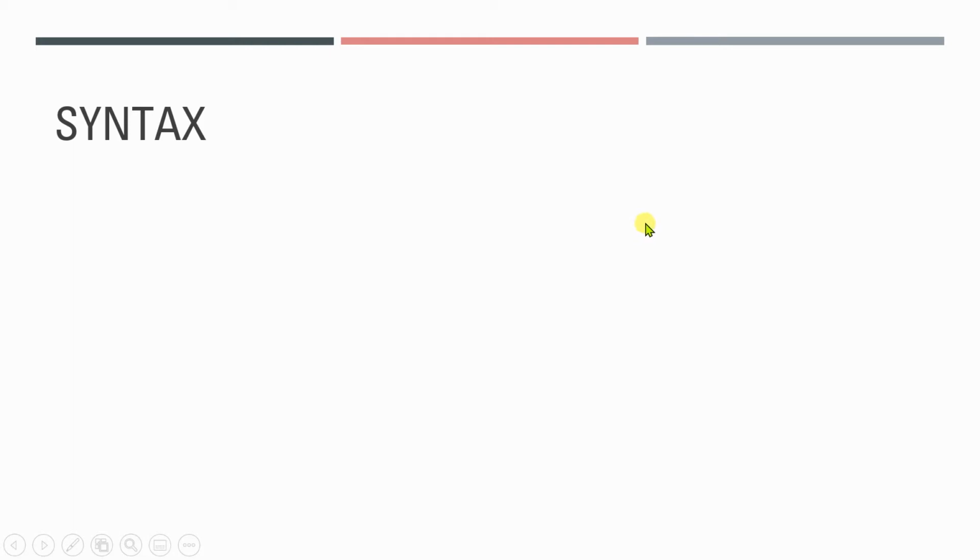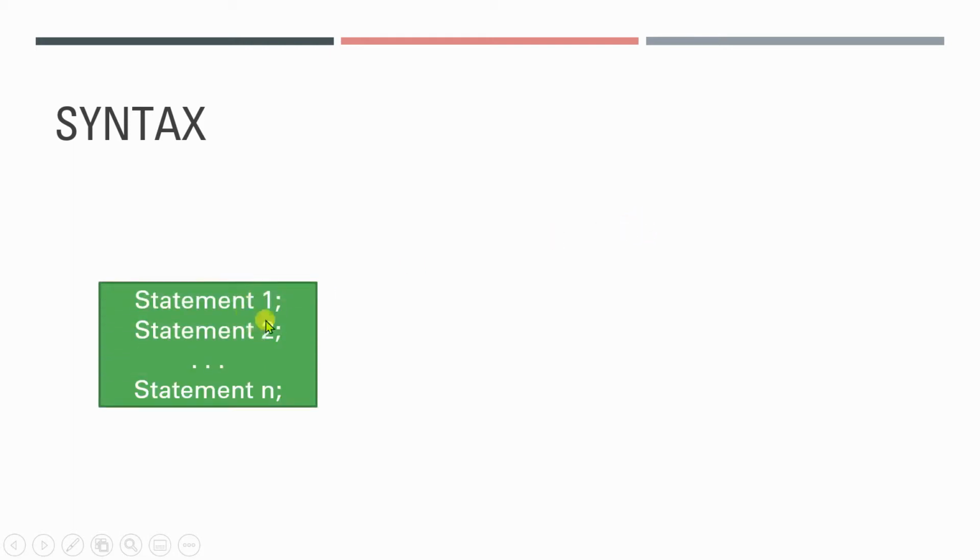So suppose you have some statements, statement 1 through n, and you want to execute these statements multiple times. Then the syntax of do while statement says you need to write all these statements inside the body of the do while loop. So how it looks like something this.